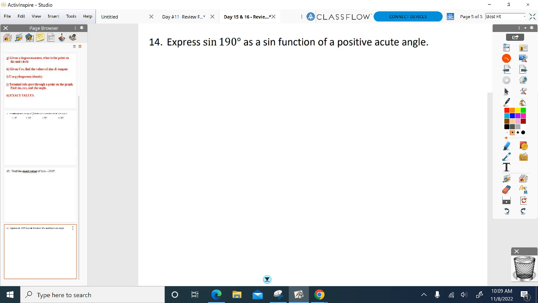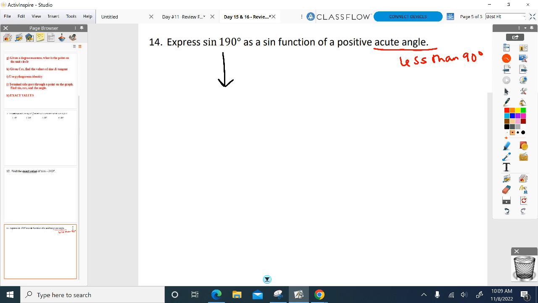Express sine of 190 as a function of a positive acute angle. All right, well, what's acute angle tell us? It's got to be less than 90, right? So somehow I need to get 190 less than 90. I'm not looking for the exact value. I just want you to rewrite sine of 190 as sine of another angle. And when I plug both in my calculator at the end, they're going to have the same values. I don't need to know the value, though.